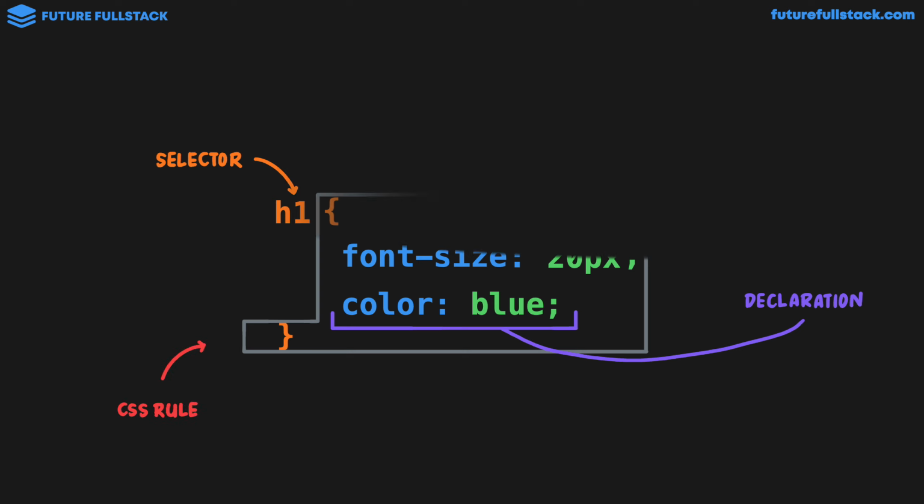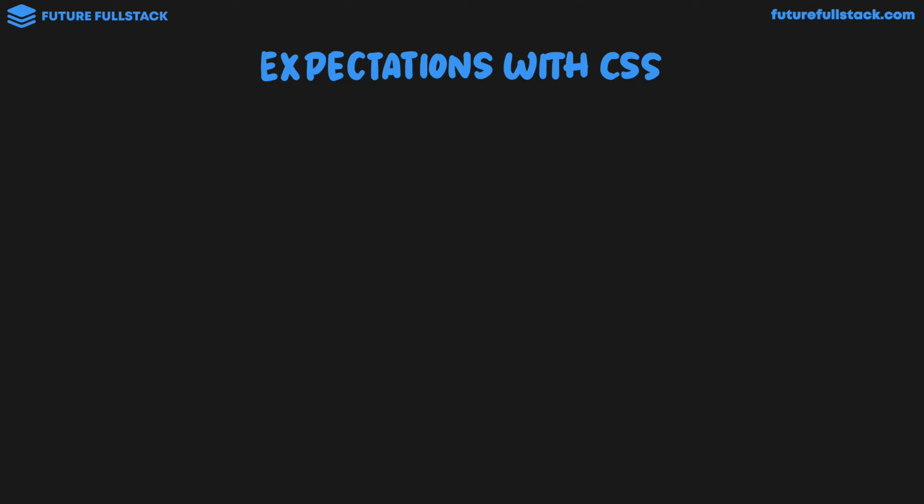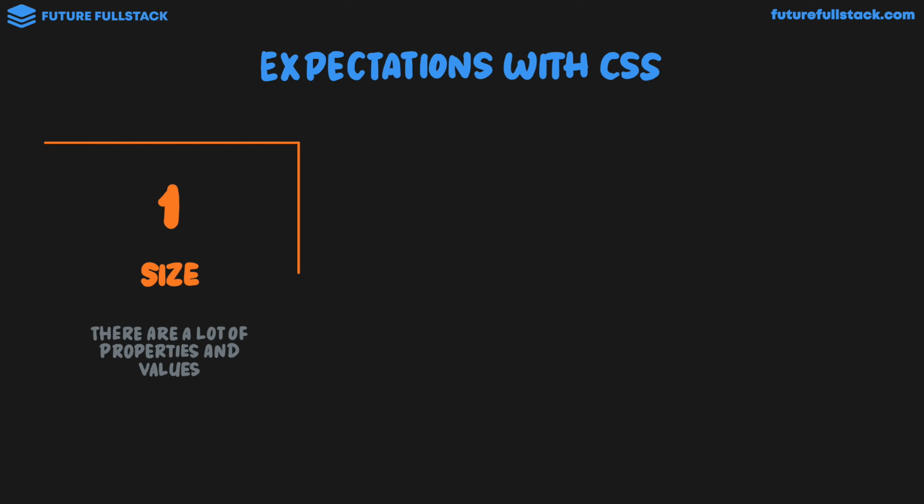Before we finish up, I want to set some expectations with CSS. The first point to consider is the size of CSS. There are a lot of properties and values, and CSS is many, many times larger than HTML. You don't need to worry about learning them all. I honestly don't know all of them myself. It's fairly common to always be looking these up on a resource like MDN to remember exactly what the property is and how it works.